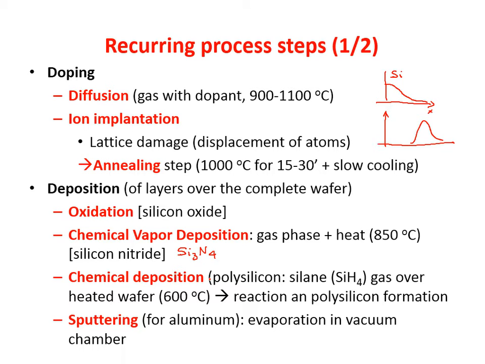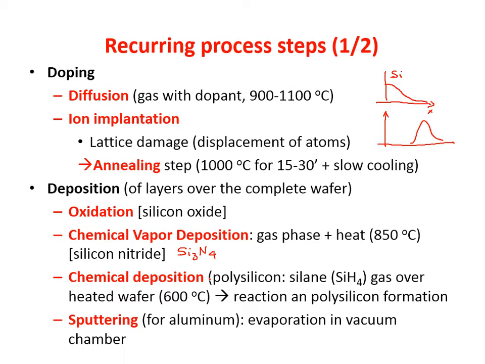For example, if you want to do ion implantation, you need a stopping layer for the regions in which you do not want to implant the ions. And for example, a layer of silicon nitride is perfect for that. It can really stop the ions in the silicon nitride instead of letting them go into the silicon layer beneath.